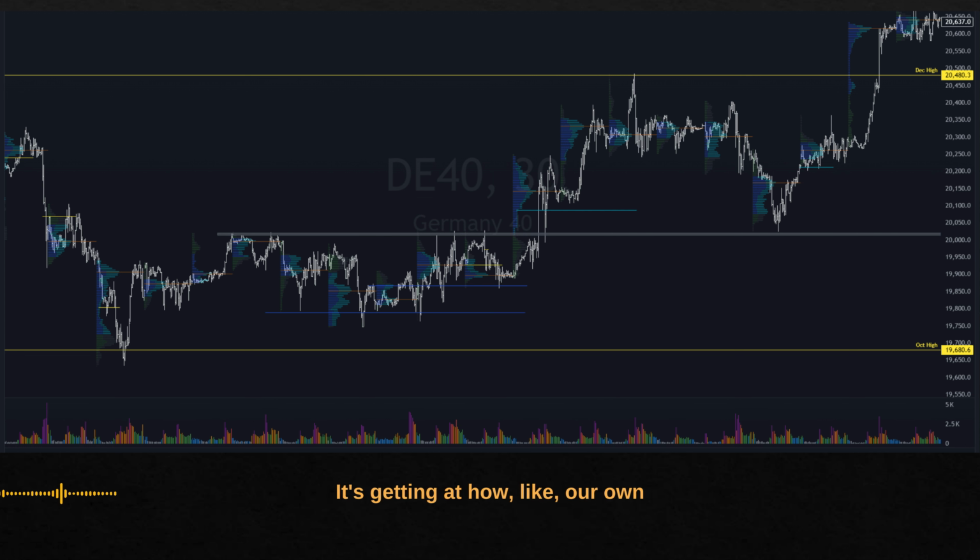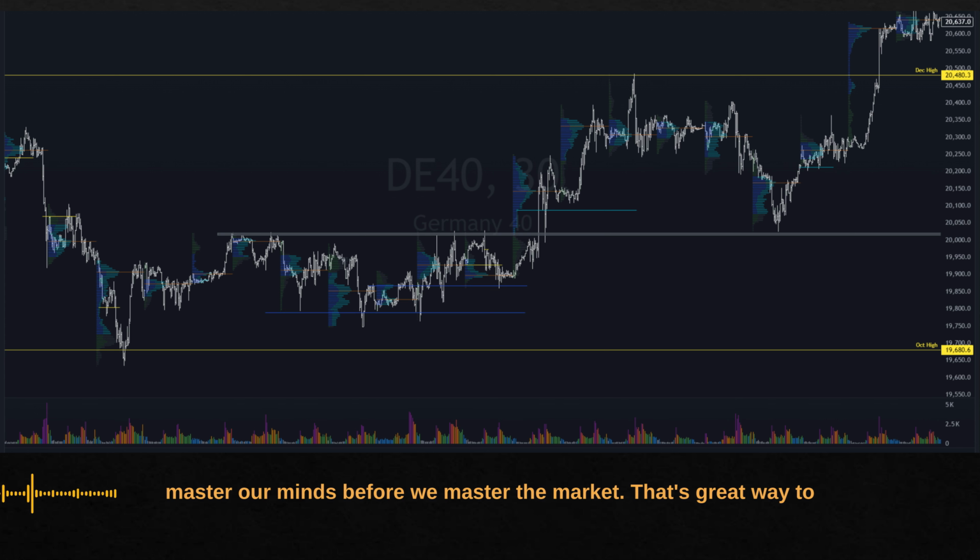It's getting at how our own minds, our biases, can mess us up even if we have the right tools. So we could be setting ourselves up to fail without realizing it. Yeah, like if you think the market's rigged, you might make decisions based on fear. Right. Or if you think you can predict every move, you might take too much risk. Wow, that's a powerful idea. We have to master our minds before we master the market. That's a great way to put it.